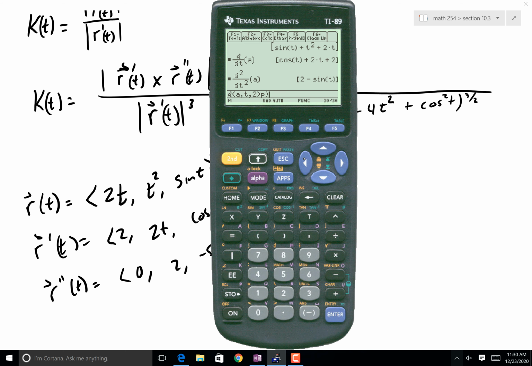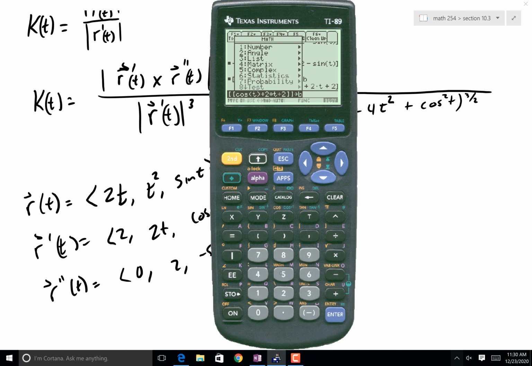I think the easiest way to do that on these guys is simply to go store as c. So store as c. So that's my second derivative. And I'm going to store my first derivative back up here somewhere. There, I'm going to store this as b.